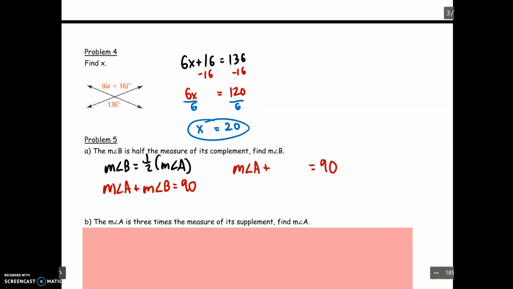We know that measure of A plus another angle is going to make 90. But this time, rather than saying angle B, we're going to make that substitution. We're going to say that B is the same thing as half of the measure of angle A. So now it's an equation I can solve because it's all using that same measurement.